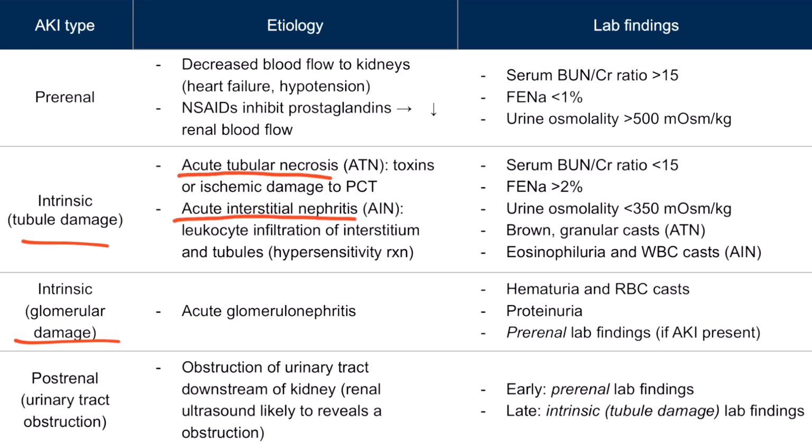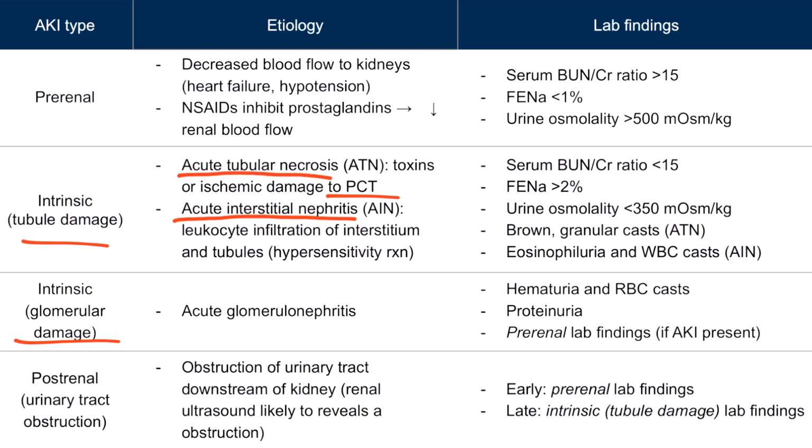Acute tubular necrosis occurs when there's toxin-mediated damage or ischemic damage to the proximal convoluted tubule. Now, the PCT is especially susceptible to things like toxins and ischemia, which is why we're pointing out that it's the PCT here that gets injured. And now we're going to look at the same labs as with prerenal injury: urine osmolality, fractional excretion of sodium, and serum BUN to creatinine ratio.